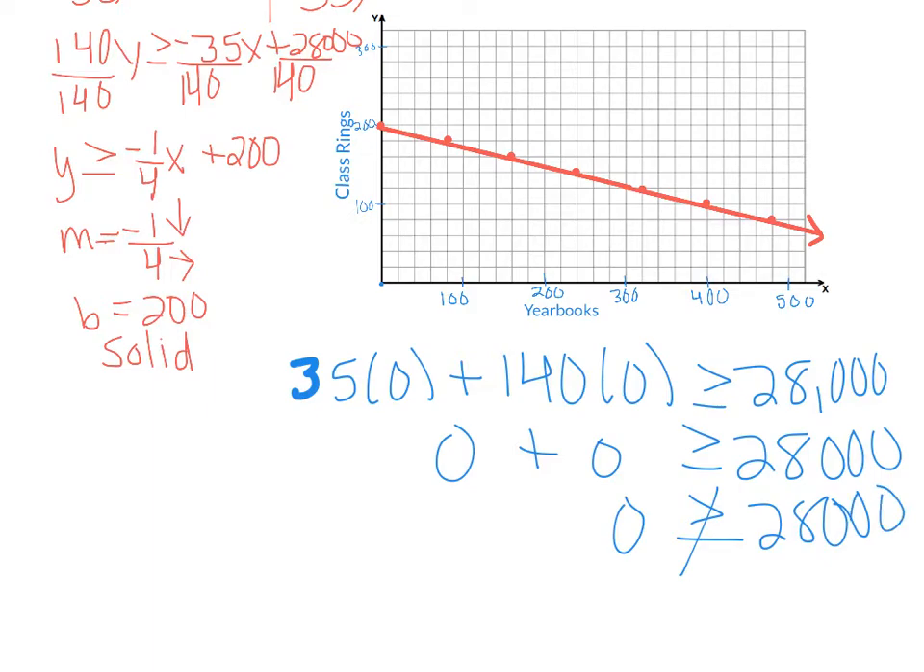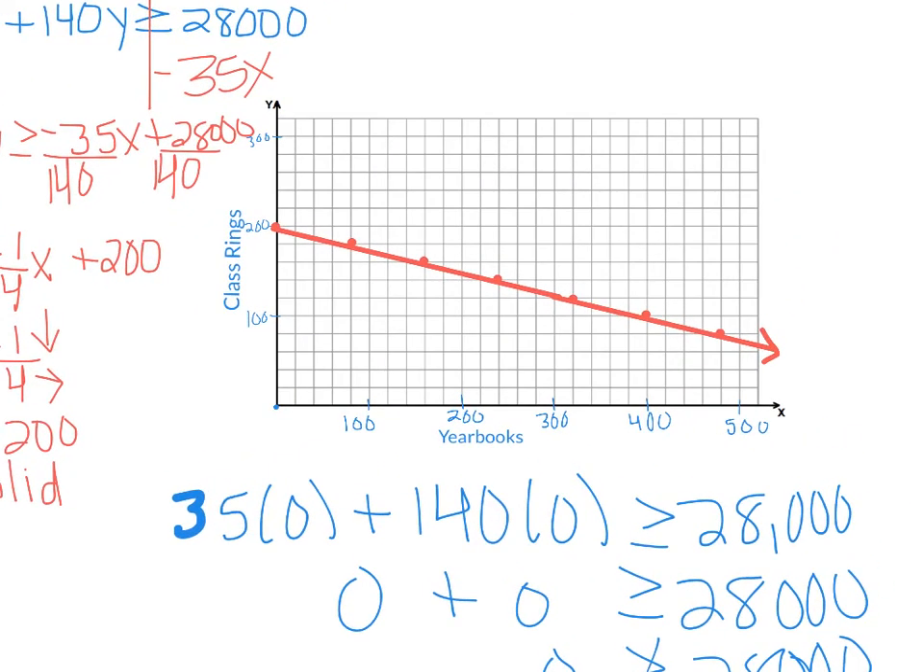And this makes sense too. If they're trying to meet a quota of $28,000, if I buy no yearbooks and no class rings, I could never make that quota. So we're going to shade up. You want to shade the entire half of the plane.